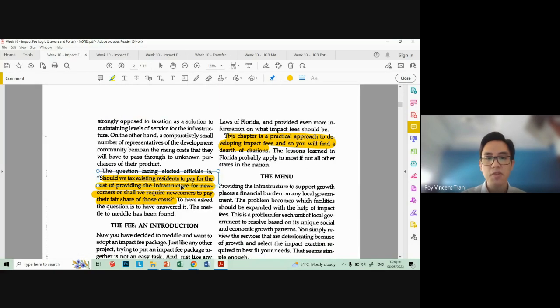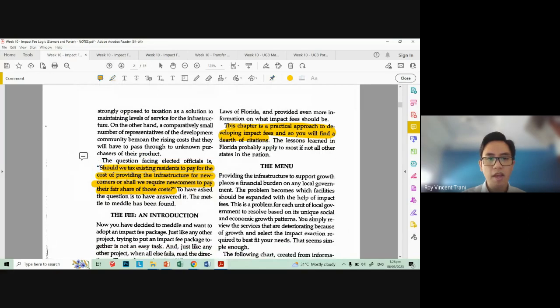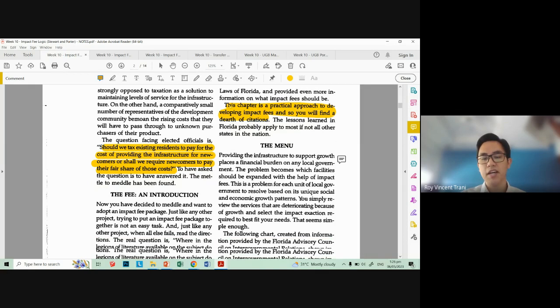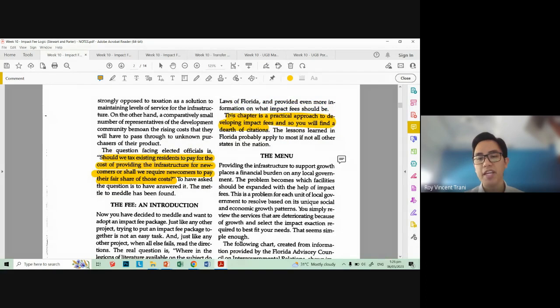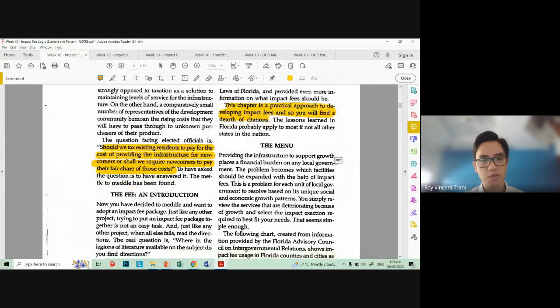And basically, it starts with the question of, should we tax existing residents to pay for the cost of providing the infrastructure for new customers, or shall we require newcomers to pay their fair share of the cost? And this chapter talks about an approach to developing impact fees that will be useful for any beginning impact fee program, specifically in the Philippines, because we don't have any. So the whole point of this idea is that, for example, in a new subdivision, who will pay for the new infrastructure?